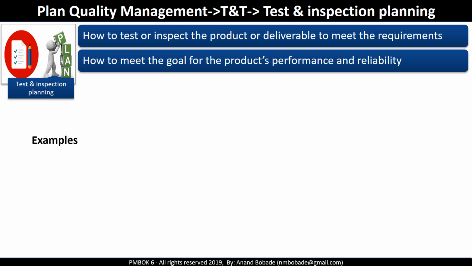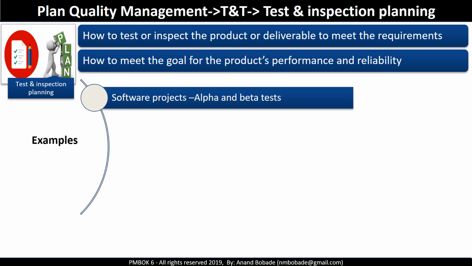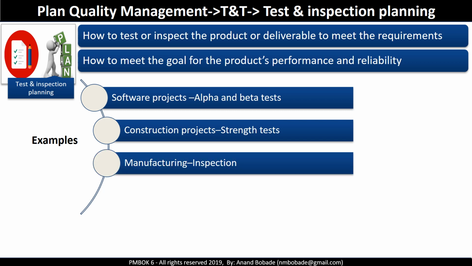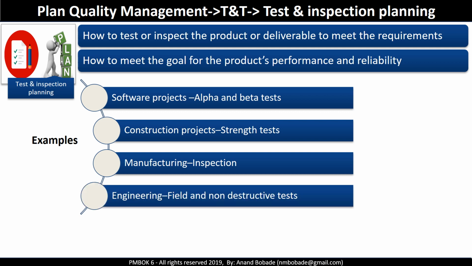For example, in a software project, you may have alpha, beta testing or system integration testing, which is called SIT, or UAT, which is user acceptance testing. In construction projects, strength test, material test. Manufacturing projects may have inspection. You may decide on the sample for inspection. In engineering, you have field and non-destructive test. Maybe in car manufacturing companies, you use car crash test apart from other simulations that are used to verify different parts of a car. So all these are your test and inspection planning.